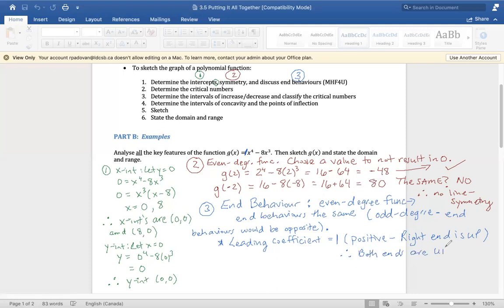That helps us with how the graph is going to start and how it's going to end. So both ends are up because it's an even degree function. So that's a quick recap from the 12 functions course. Now we're going to start with what we've done in 3.1.